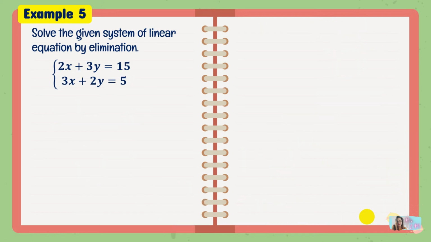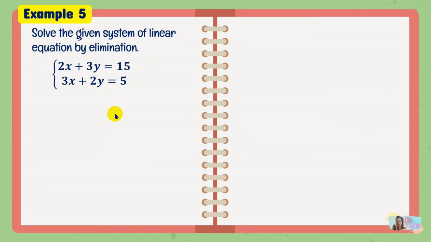Then, for our last example, we have here 2x plus 3y is equals to 15 and 3x plus 2y is equals to 5. So, for the first step, kailangan parehong standard form and so far, pareho naman nga po. So, proceed tayo sa step number 2. On step number 2, we have to multiply a number to one or both of the equation para magkaroon tayo ng opposites of terms or additive inverse of one of the terms.